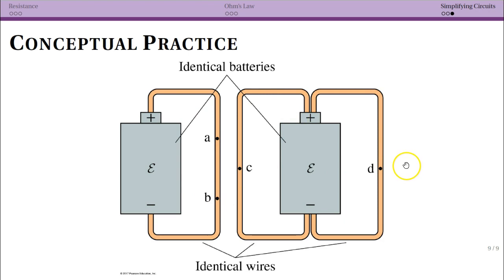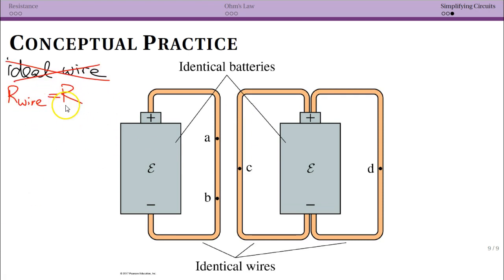Now, the first thing you should think about is the fact that I only have wires. I don't have any resistors. What this means is we cannot use the ideal wire model. So we actually are going to define the resistance in each wire to be R. We can't set it equal to 0 because we have to have some sort of resistance in order to define our current, which is what we're trying to do.